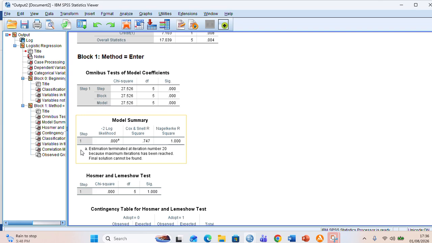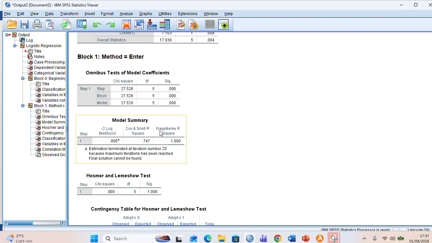The logistic regression model demonstrates an excellent fit to the data with the -2 log likelihood of 0.000. And then you continue writing the Cox and Snell R square, which was 0.747, indicating that approximately, you multiply this by 100, approximately 74.7% of the variation in the independent variable was explained by the predictor variables.